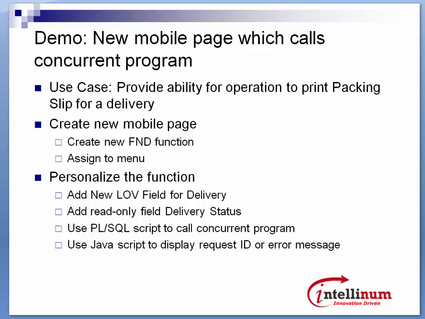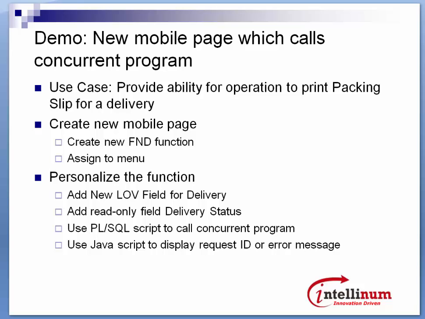Hi, today we will cover a demo where we create a new mobile page from scratch which calls a concurrent program. A use case for this is, let's say we want to provide an ability for an operation user to print a packing slip for a delivery. So the steps will be as follows.